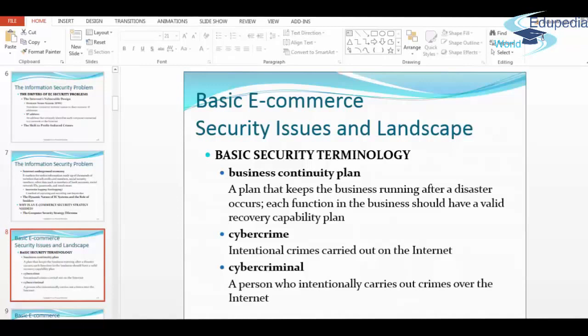Basic security terminology. You need to understand all of this. This is very important. Business continuity plan: a plan that keeps the business running after a disaster occurs. Each function in the business should have a valid recovery capability plan. For example, if your site is down and you have customers who have events coming up and they need to place an order, what would you do? If it was Scrumptious Indulgence, I would send out an email to everybody telling them that the site is down, there's some problem going on, and if they have any questions, any orders that they need to make, they can call me at this number, email me, or WhatsApp me. Alternative methods of being in touch with each other.